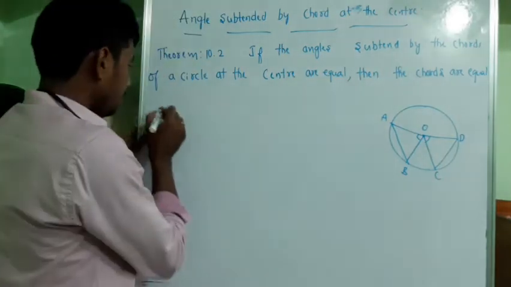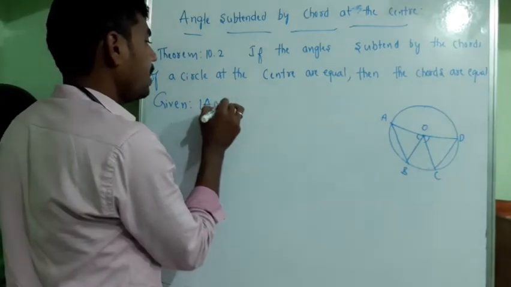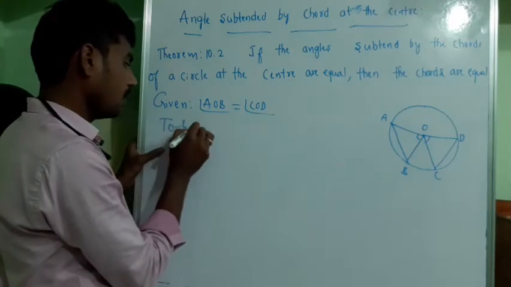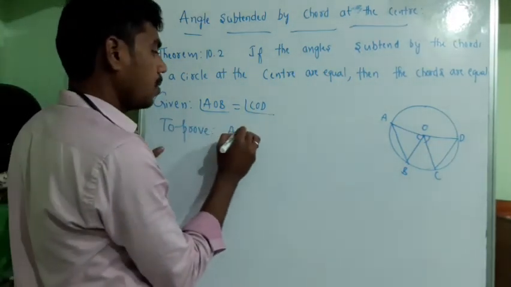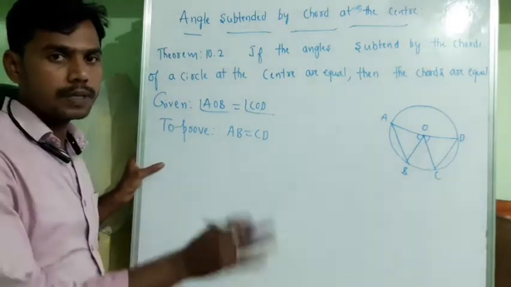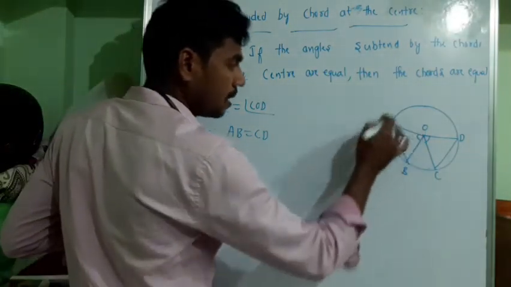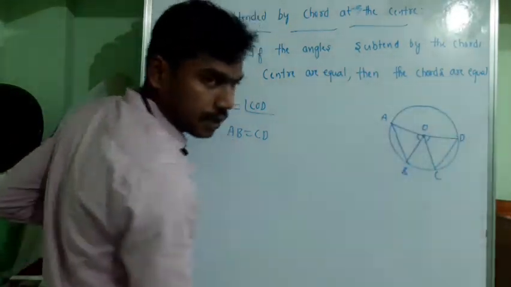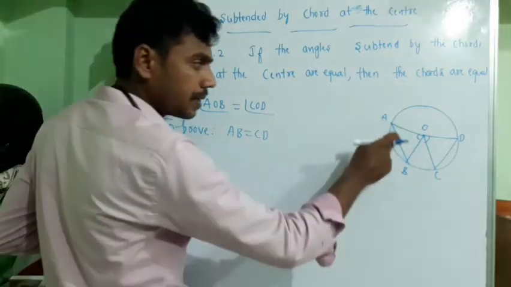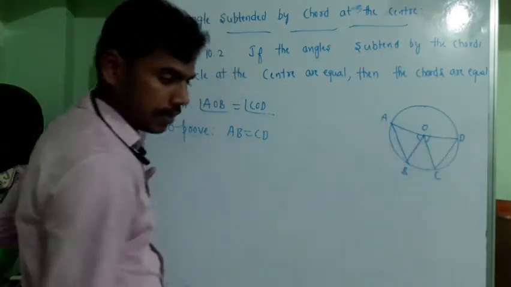What is given? It is given that angle AOB is equal to angle COD. What we need to prove is AB is equal to CD. We need to show the chords of the same circle are equal if the angles subtended by these two chords at the center are equal. Then those chords will be equal.